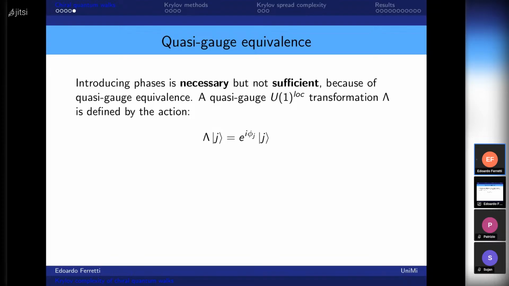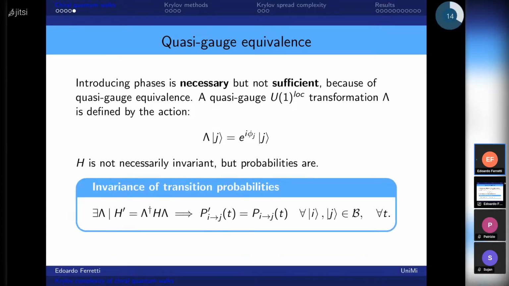And this might seem harmless, but it's not, because we can prove that even though H is not necessarily invariant under such a transformation, the transport probabilities are. So if we have two Hamiltonians which are related by a quasi-gauge transformation, the probability of transport generated by the two Hamiltonians of going from and to localized states does not change.